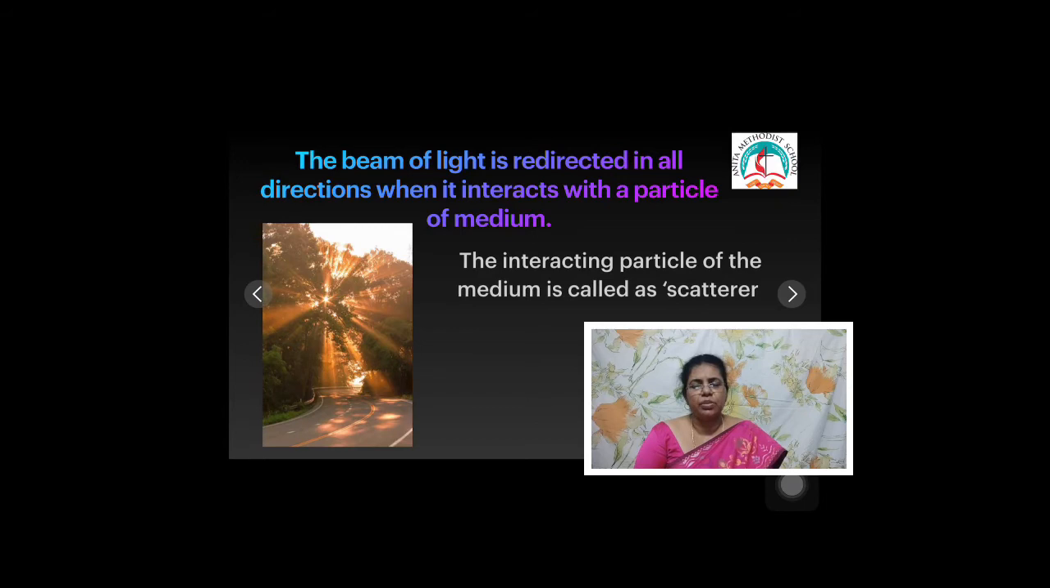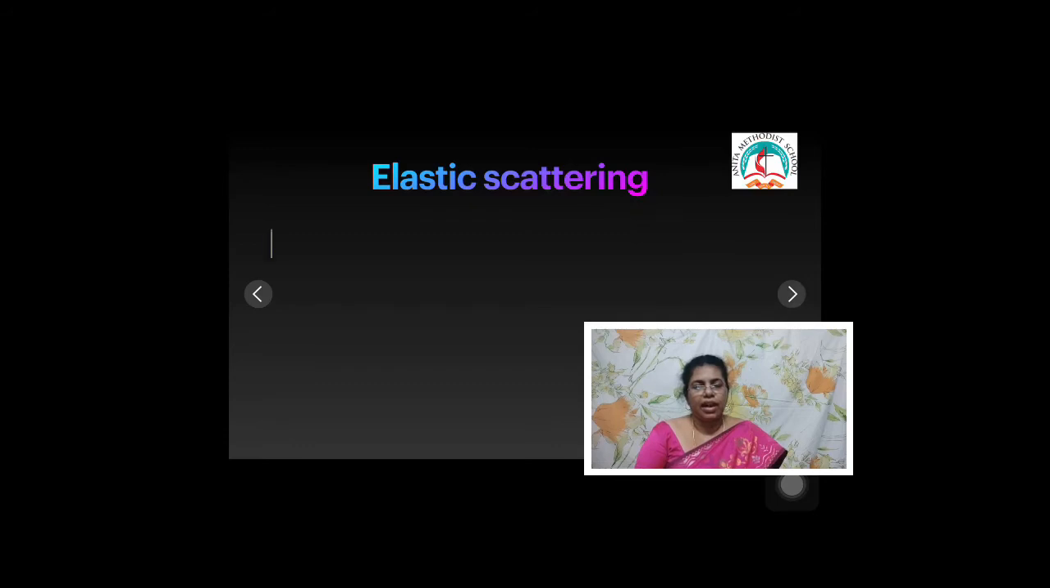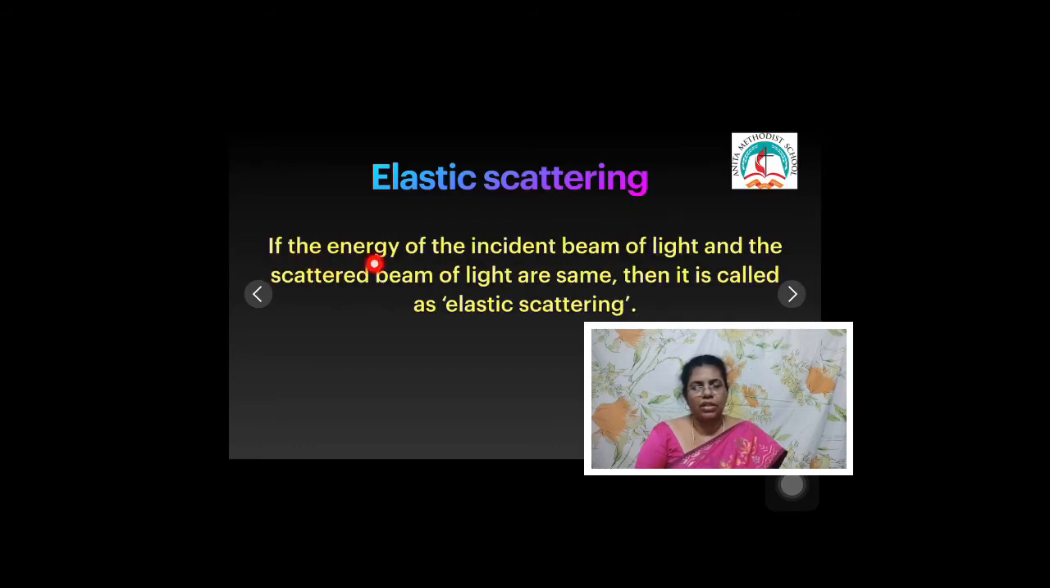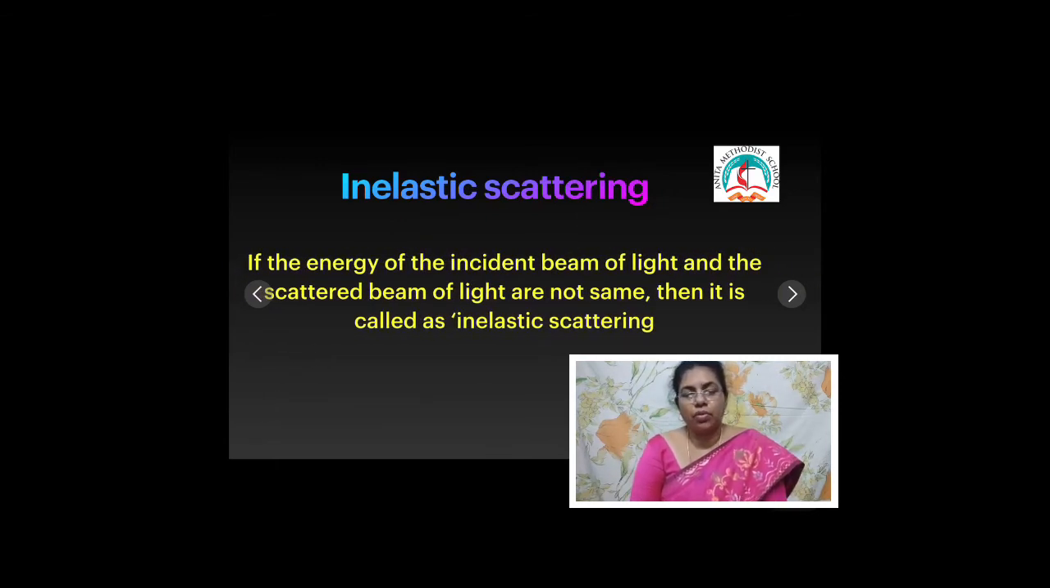Now let's see the types of scattering. There are two types of scattering: elastic scattering and inelastic scattering. Let's first see what is elastic scattering. If the energy of the incident beam of light and the scattered beam of light are the same, then it is called elastic scattering. Next, let us see inelastic scattering. If the energy of the incident beam of light and the scattered beam of light are not the same, then it is called inelastic scattering.